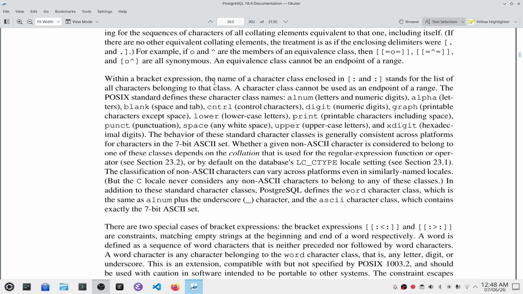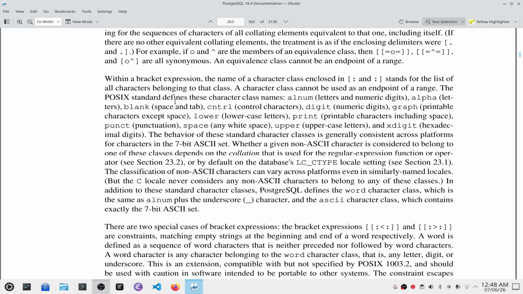Within a bracket expression, the name of a character class enclosed in left bracket colon and colon right bracket stands for the list of all characters belonging to that class. A character class cannot be used as an endpoint of a range.